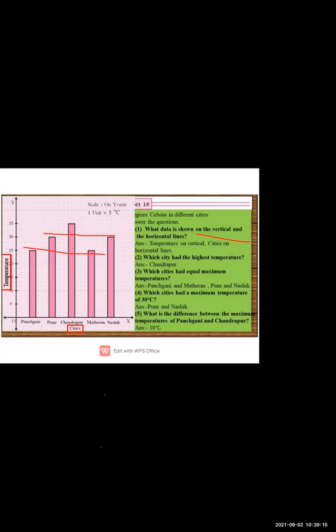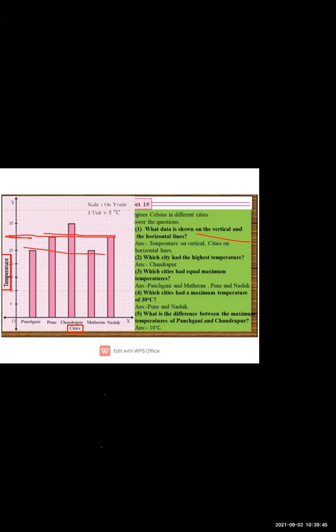Now, fourth question is, which cities had a maximum temperature of 30 degrees Celsius? Which cities are having 30 degrees Celsius? Now, we will see the 30 degree and we will take a line. So, we will get Pune and Nasik. Yes, very good students. Pune and Nasik.